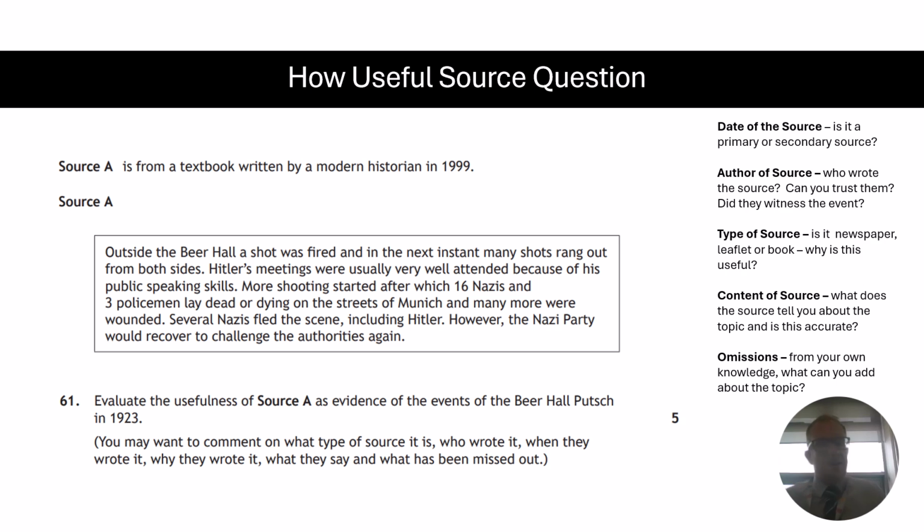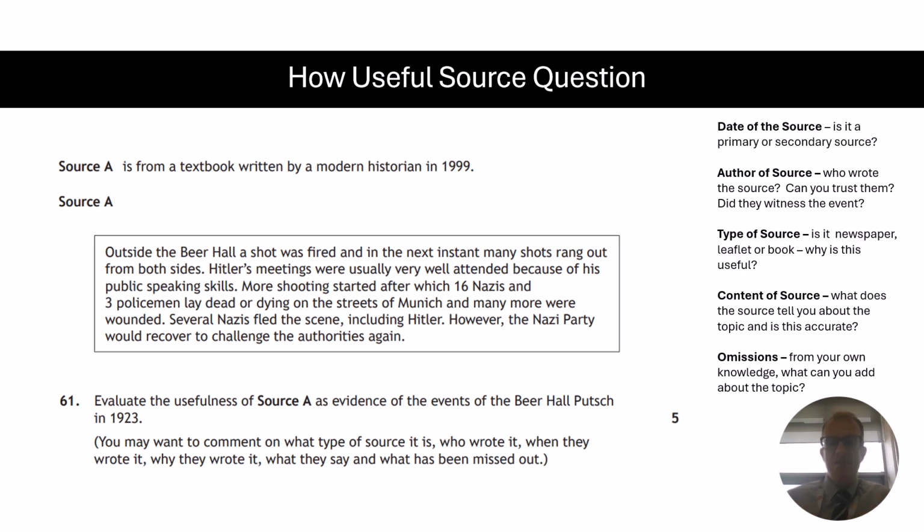1999 obviously is well after the event, that's secondary. So remember, you get 3 marks by looking at the top above the question. Source A is a textbook written by a modern historian in 1999. So textbook is a type of source. Why is a textbook useful? A historian who wrote the source, why is that useful? And 1999 is a secondary source, using hindsight, look back, reflect on events, why is that useful?